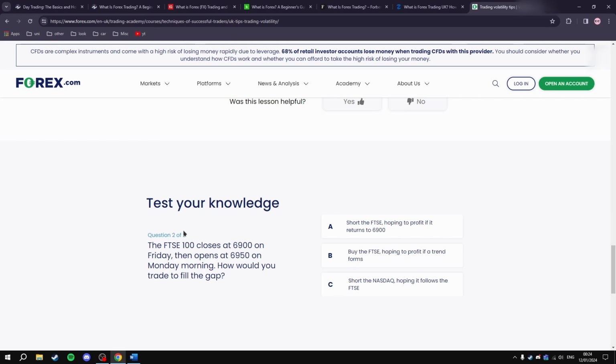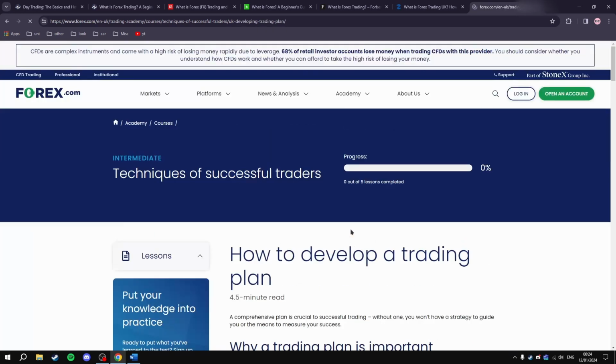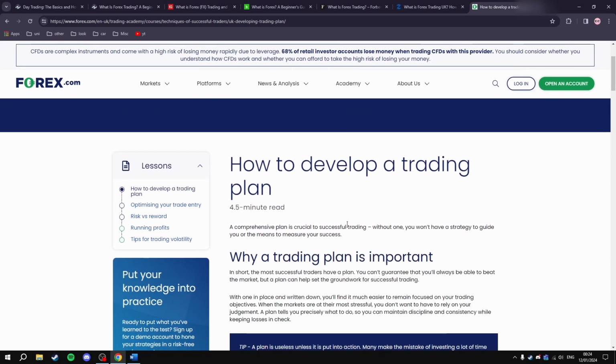The FTSE 100 closes at 6,900 on Friday, then opens at 6,950 on Monday morning. How would you trade to fill the gap? You would short the FTSE. So you sell it for a lower price and then buy it back at a higher price.